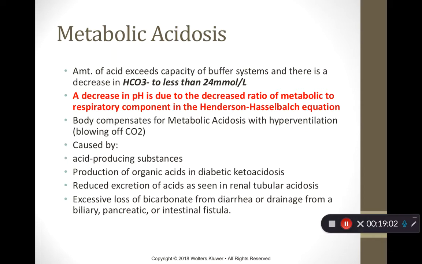And this can be caused by acid-producing substances or the production of organic acid in diabetic ketoacidosis. It can also be produced by the reduced excretion of acids as seen in renal tubular acidosis and due to excessive loss of bicarbonate from diarrhea or from drainage from a biliary, pancreatic, or intestinal fistula. So this is metabolic acidosis, which is one of the disorders that have to do with acid-base imbalances.